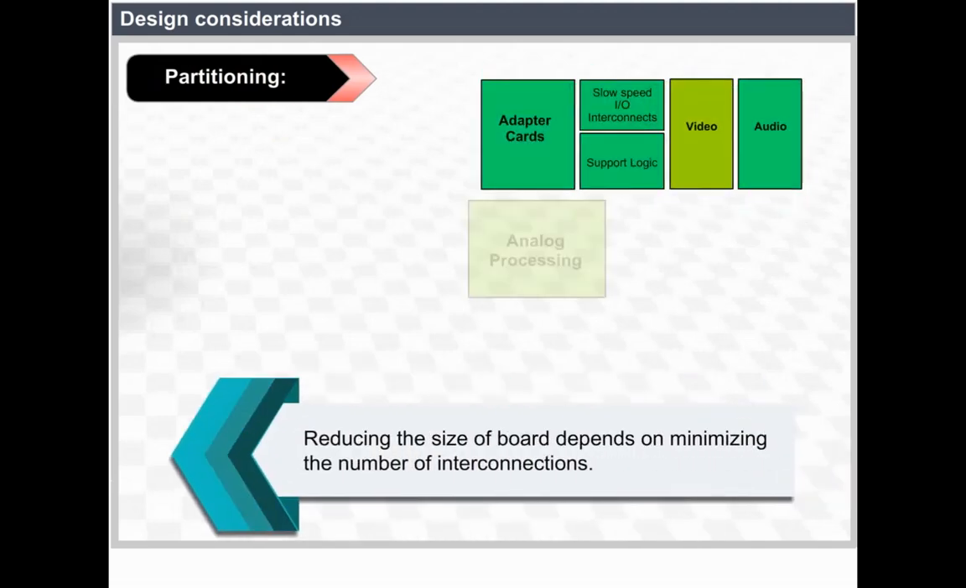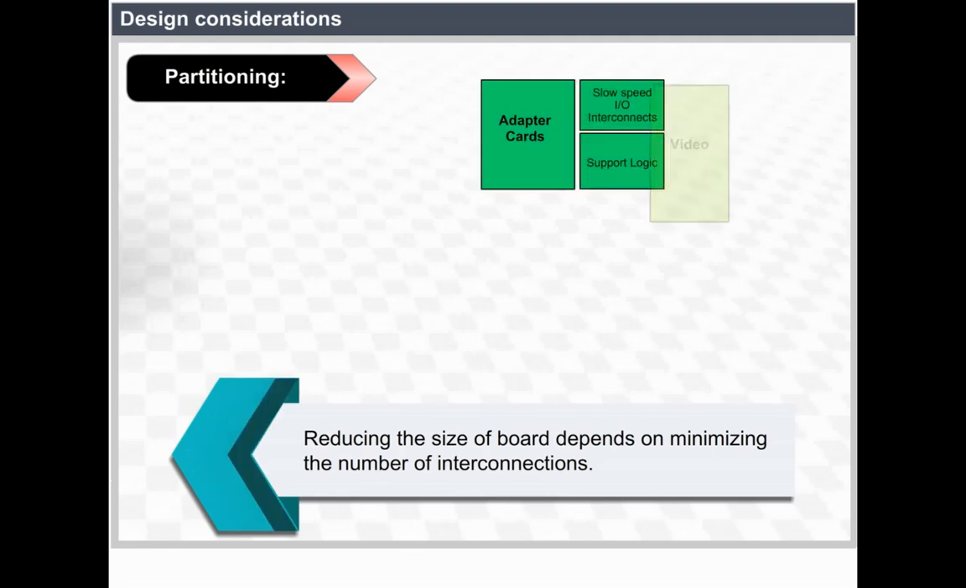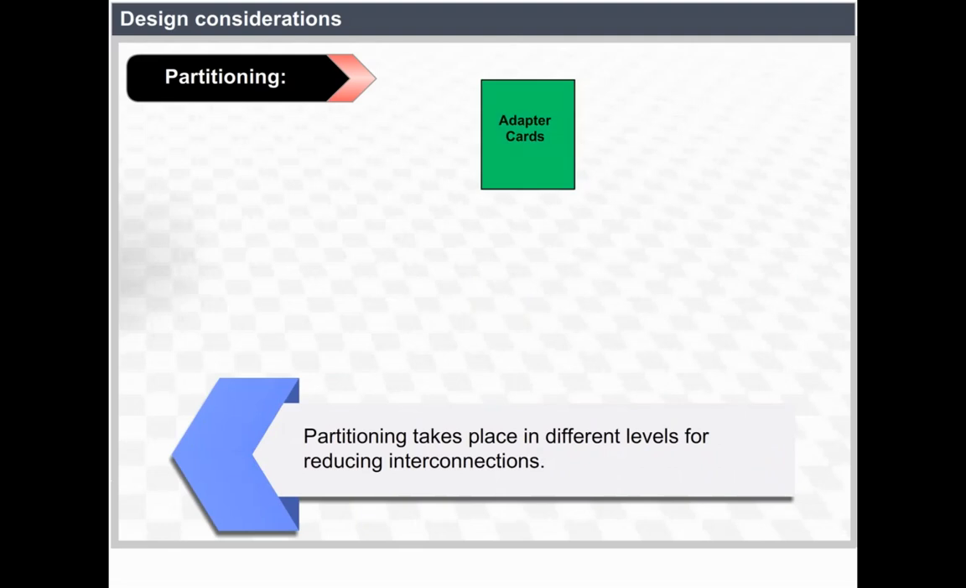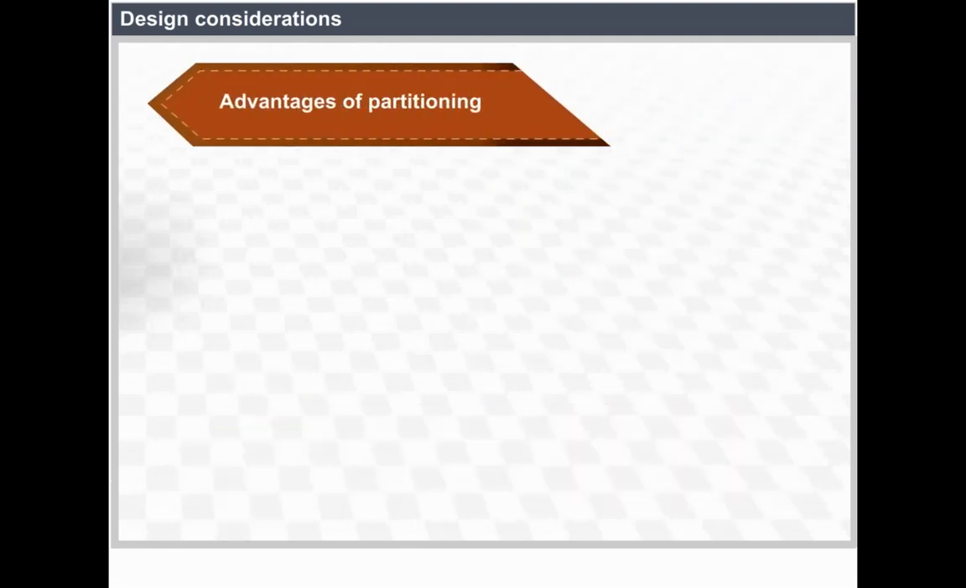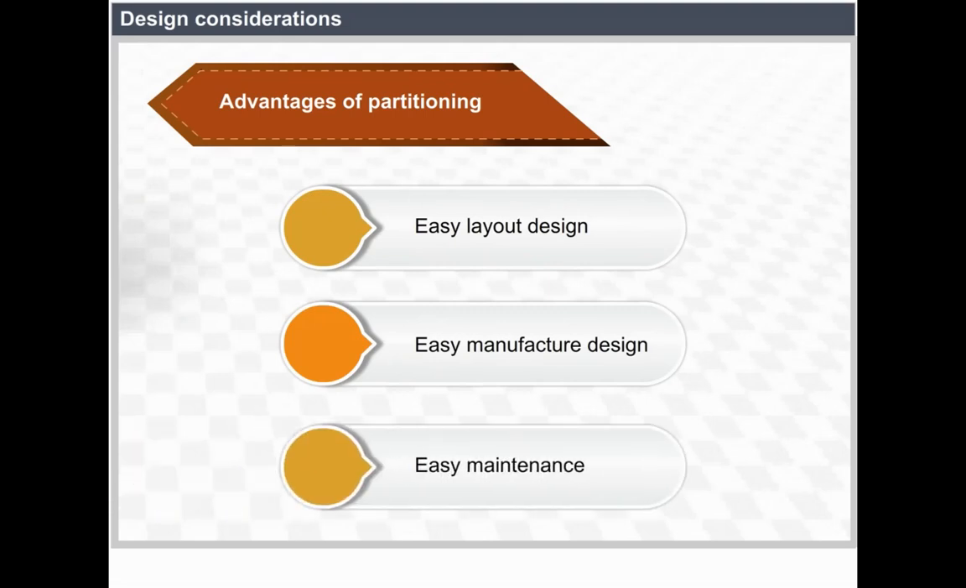Partitioning. Minimizing the number of interconnections reduces the size of the board. Partitioning is done at different levels to reduce interconnections. Advantages of partitioning: easy layout design, easy manufacturing design, easy maintenance.